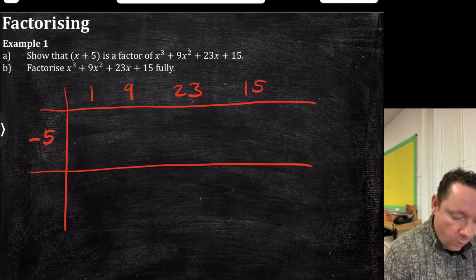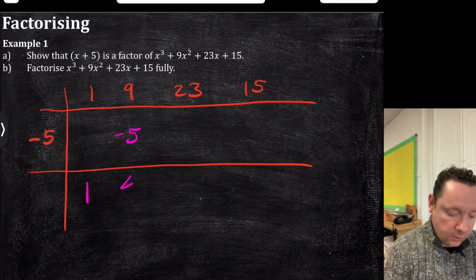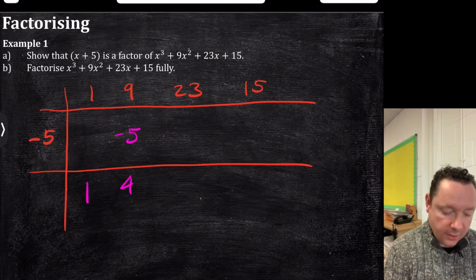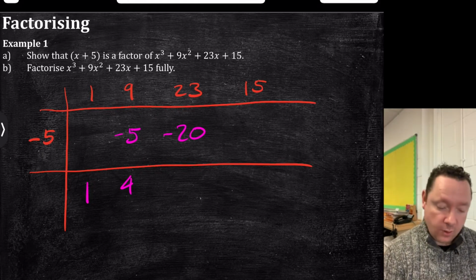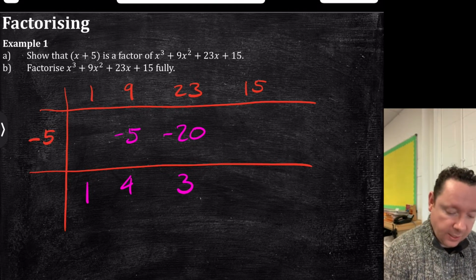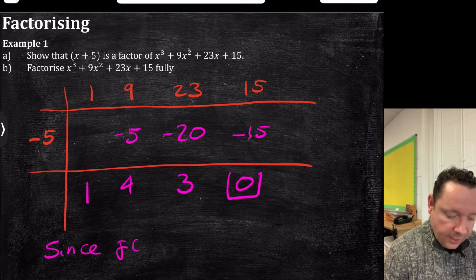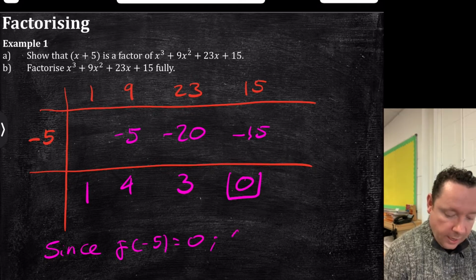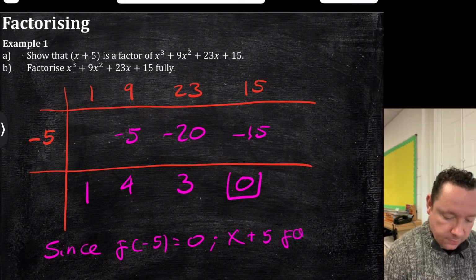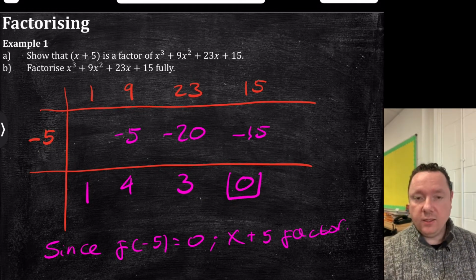The first step, the 1 just drops down, and then we times 1 by minus 5 to get minus 5. And then we add. 9 minus 5 is 4. And then we times. 4 times minus 5 is minus 20. And then we add. 23 minus 20 is 3. Then we times. 3 times minus 5 is minus 15. And then we add, and we get 0. So we can then say, since f of minus 5 equals 0, x plus 5 is a factor. That's all you need to write. Or since the remainder is 0, x plus 5 is a factor is another thing you can write.